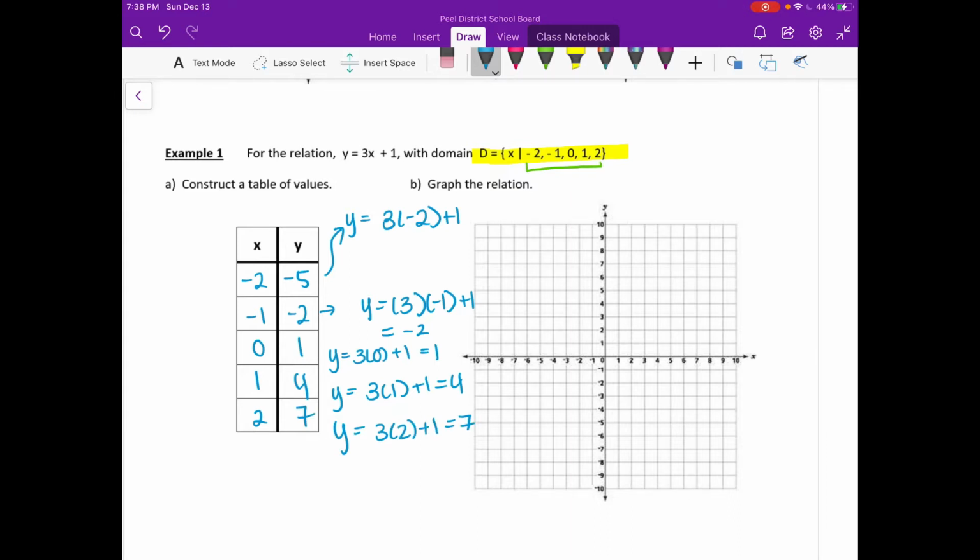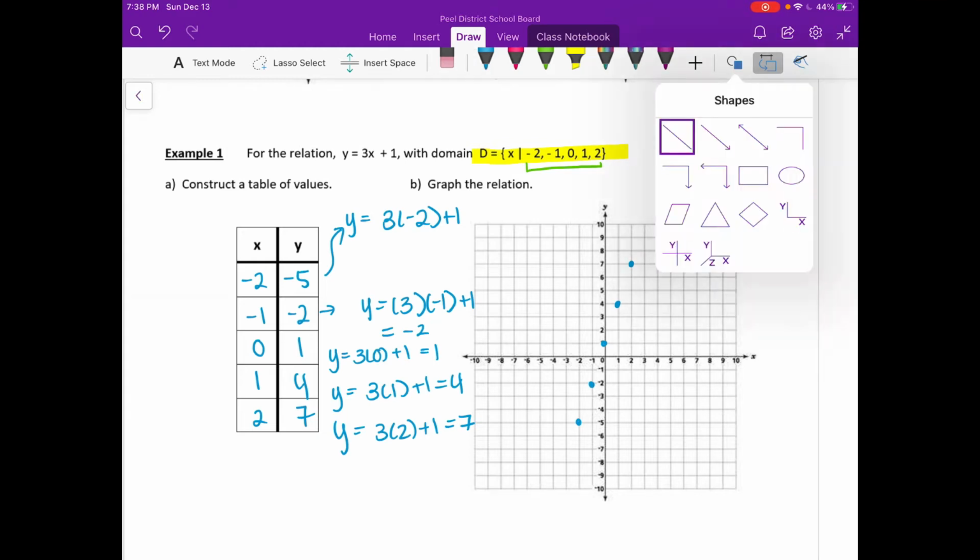I'm going to do negative 2 is right here, and I'm going to go all the way down to negative 5. Then I'm going to do negative 1, which is right here, and I'm going to go all the way down to negative 2. Then 0 is going to be at 1, and then 1 is going to be up at 4, and then 2 is going to be all the way up at 7, and I'm just going to draw in a line here.